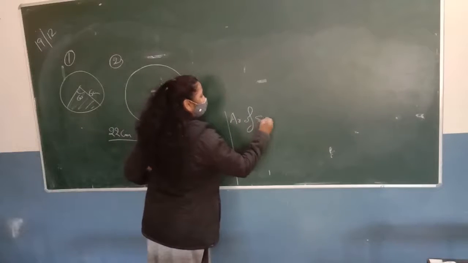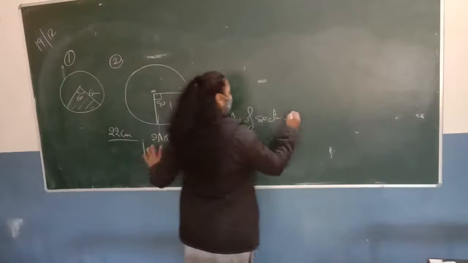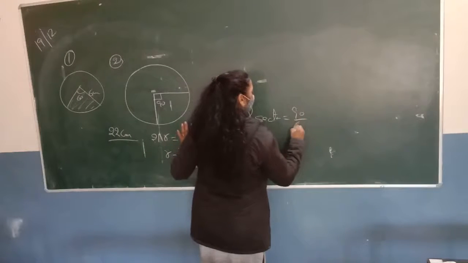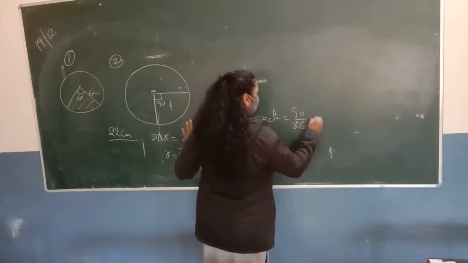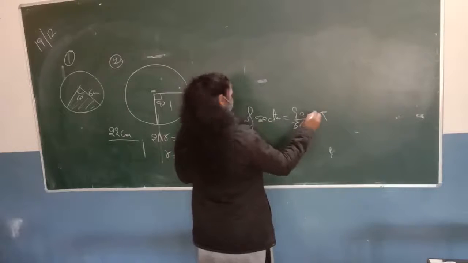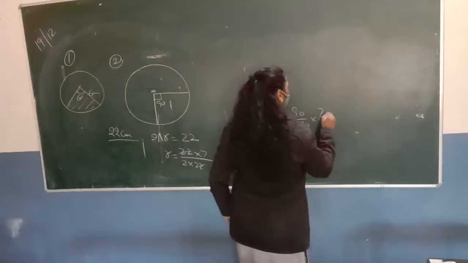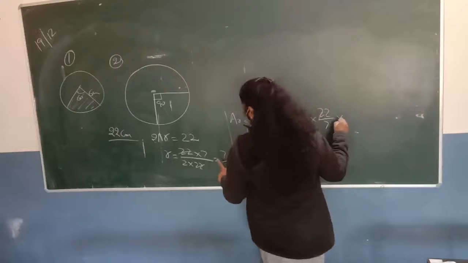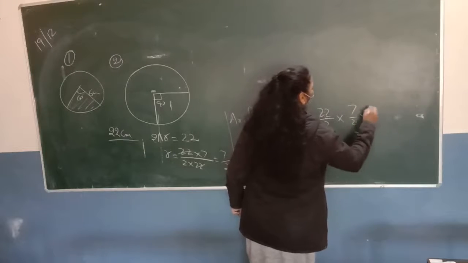Area of sector is equal to theta upon 360 pi, put the value of pi into r square.